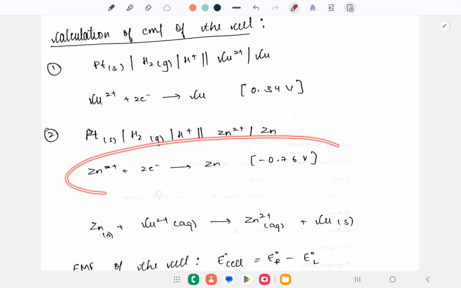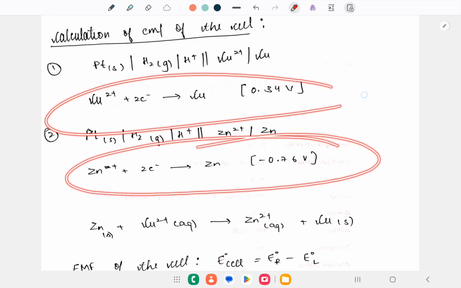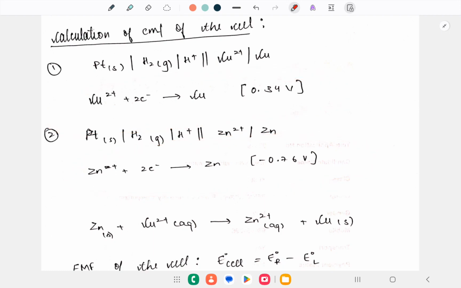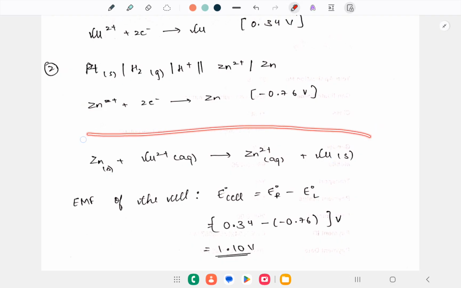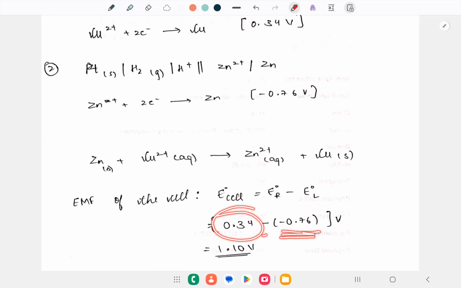So this will be taken in the oxidation half cell, and this will be taken in the reduction half cell, and the overall reaction will be like this. And we can calculate the EMF, that is what is taken on the right side minus what is taken on the left side. So we can get the electrode potential to be 1.10 volt.